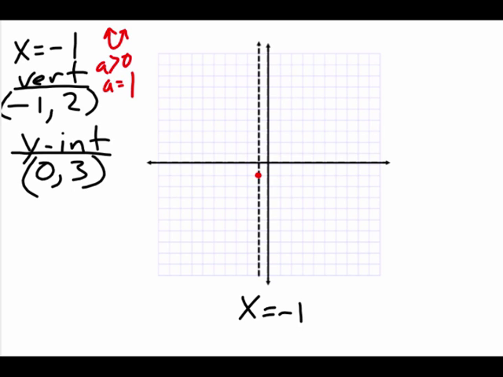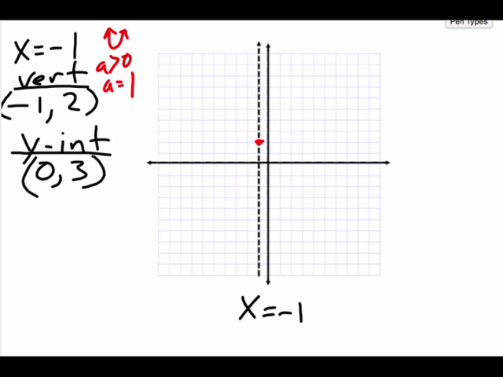Wait, is that red dot the vertex? Yeah, oh, I put it in the wrong spot, didn't I? So I'm going to go to the left 1 and down 2, right? No, up 2. Oh, yeah, you're right. It's kind of hard to talk and graph at the same time.